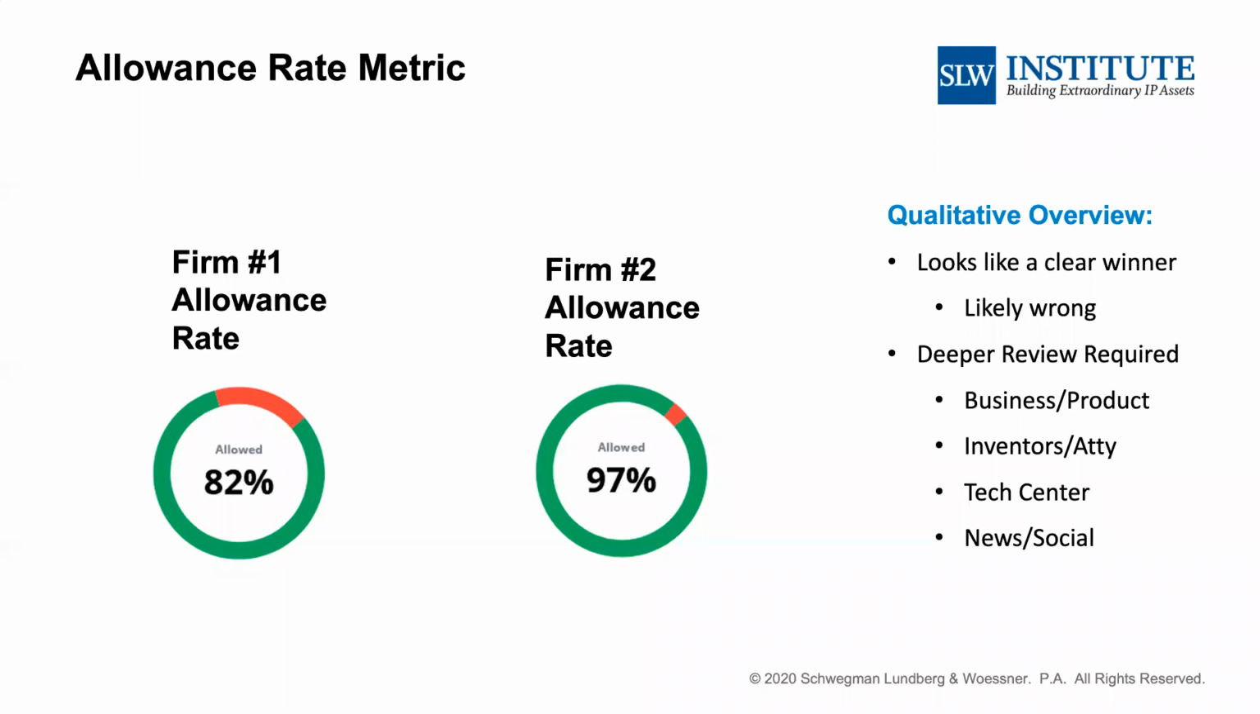Plus, they're all public. So when comparing one firm against the other, if we stop at the top qualitative level, it looks like we have a clear winner. But as we will go into these other analytics below this, this is probably not the place to stop your analysis. We would like to look at the business and products that they're covering, the inventors associated with this, the tech centers that they're filing, even how these things are being used in the news. So there may be a myriad of reasons. Let's jump to the next slide.